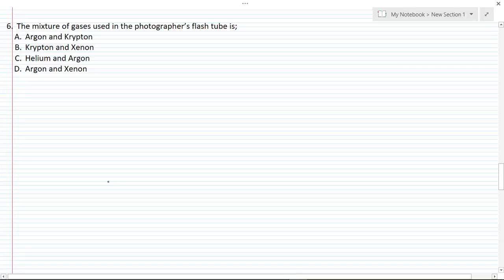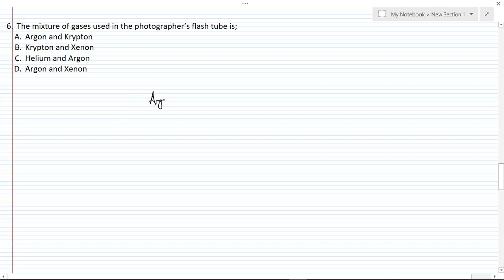Question 6. The mixture of gases used in the photographer's flash tube is A. Argon and Krypton, B. Krypton and Xenon, C. Helium and Argon, and finally D. Argon and Xenon. So one can immediately tell that these are all noble gases.